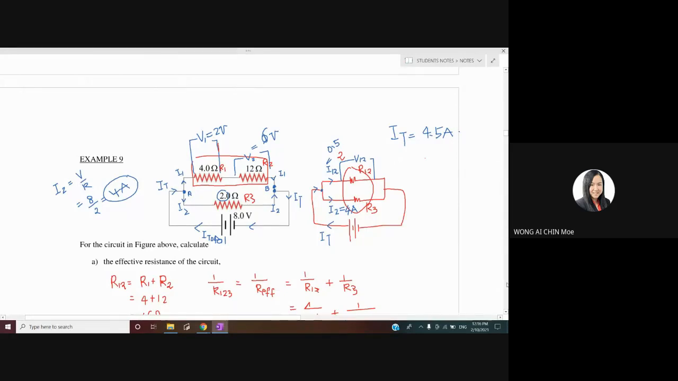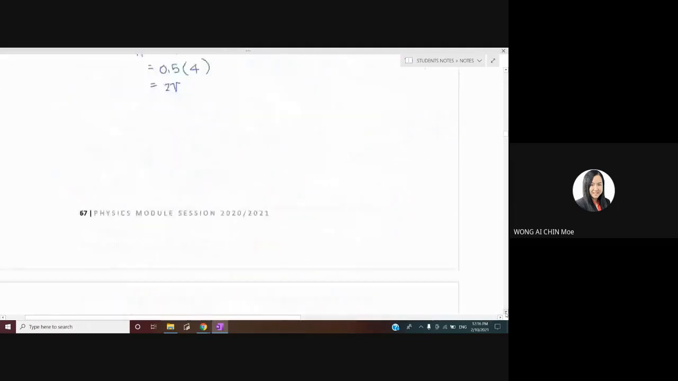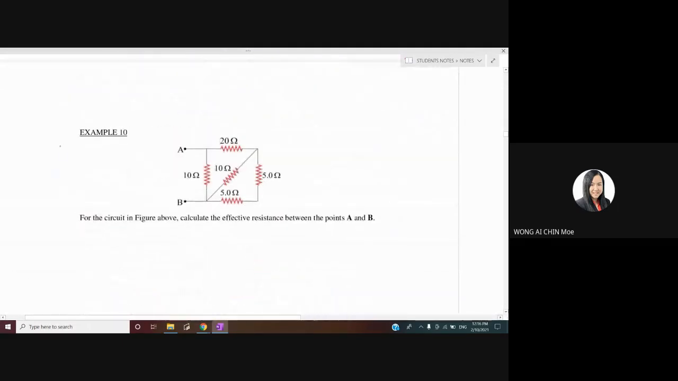Okay, next one is example number 10. Example number 10 is your homework. So what you should do is refer to the junction here. This is the junction, junction X and Y, for example. Let's say this is R1, this is R2, R3, R4, and also R5.